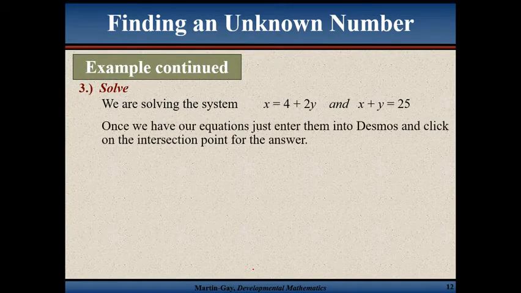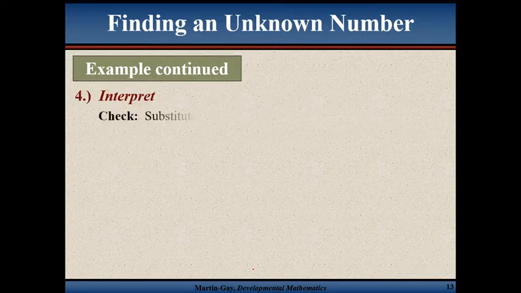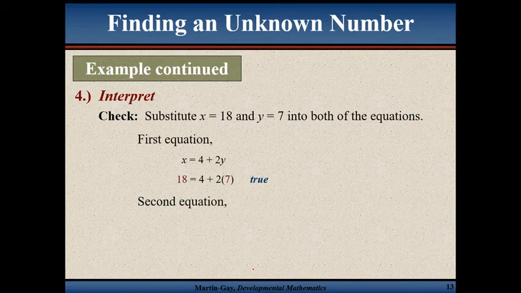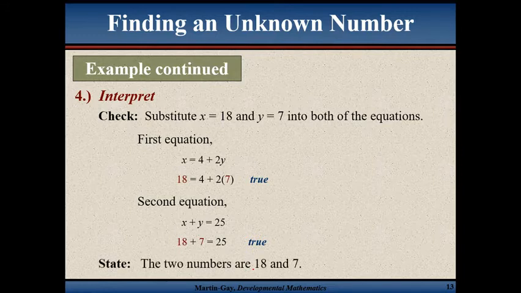Okay, once we have our equations, now we can just enter them into Desmos and click on the intersection point for the answer. When you do this, notice that y equals 7 and x equals 18. Okay, if we substitute x equals 18 and y equals 7 into both of the equations, you'll notice that the answers are true. So the two numbers are 18 and 7.